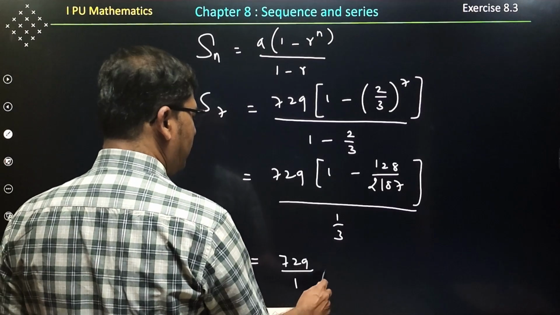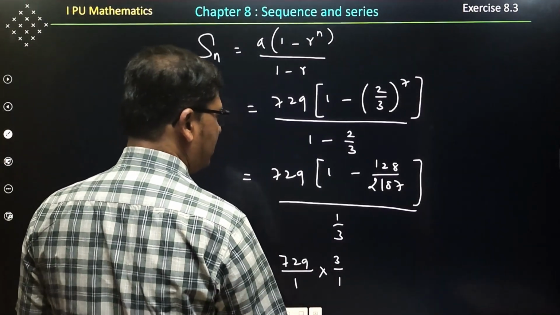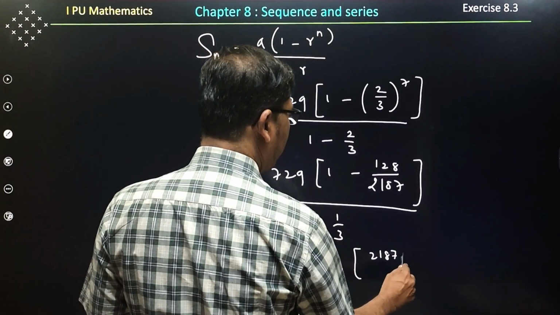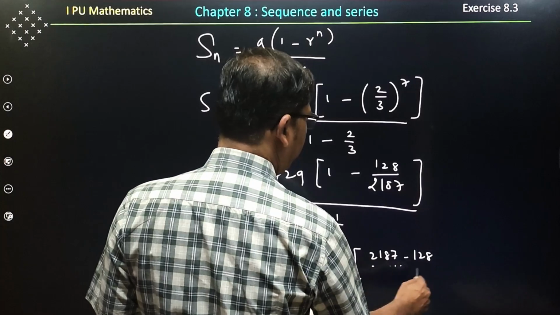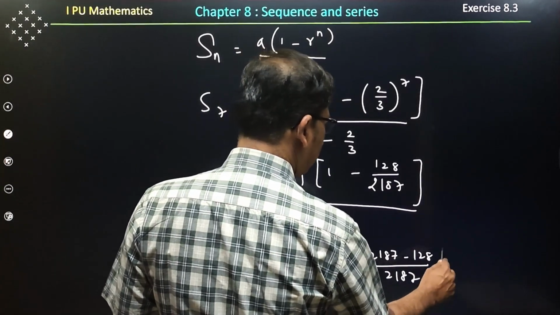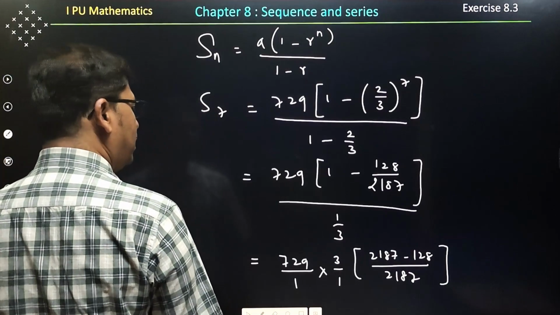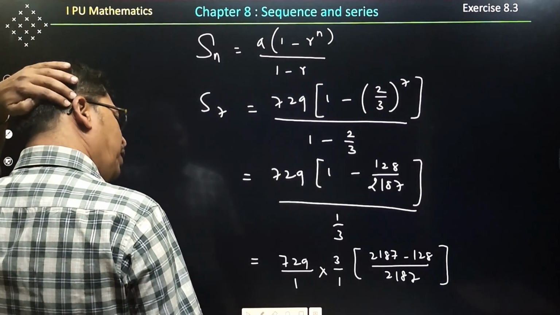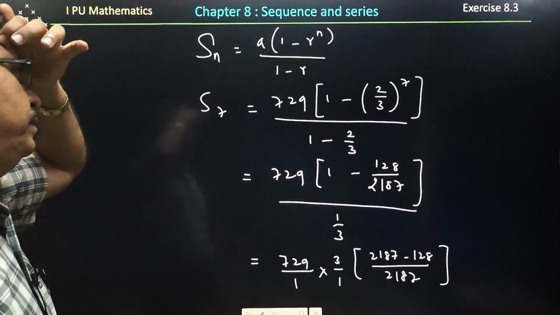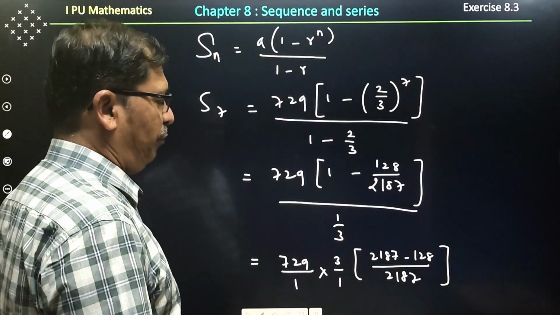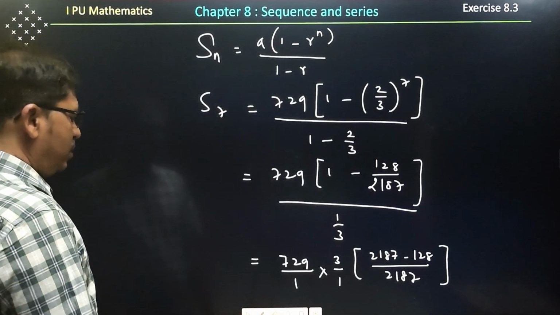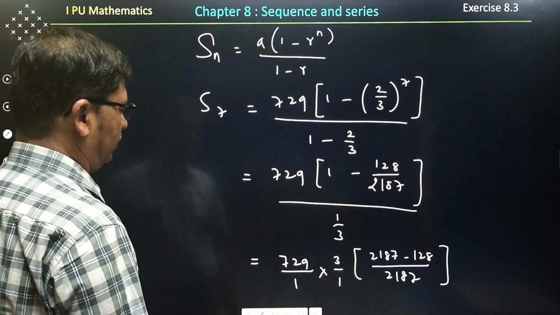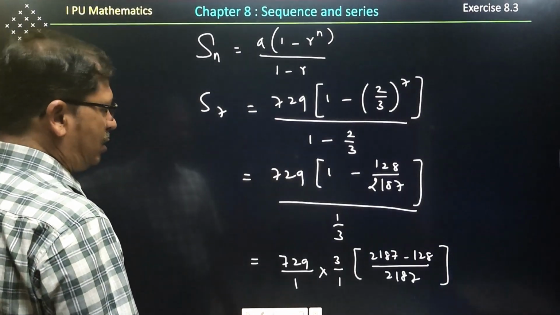Divided by 1 by 3 becomes 3 by 1, into bracket 2187. I would like to take LCM, minus 128 divided by 2187. Tell me the difference, and 729 into 3, that is also 2187.